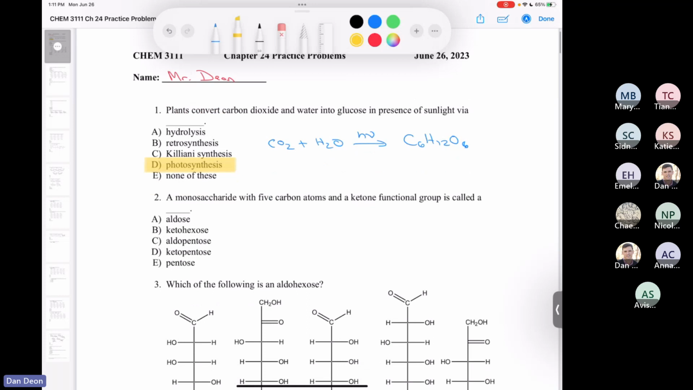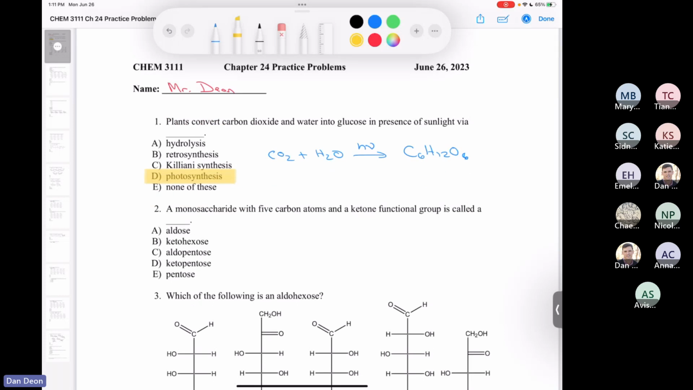The next question, number 2, says you've got a monosaccharide that's got 5 carbons and a ketone functional group. This is really important. When we have a ketone functional group, we call that a ketose. And if we have an aldehyde functional group, we call that an aldose. So we have a ketose, and if it's got 5 carbons, then the prefix we use is pent. Put together, we get a ketopentose. Again, if your ketone is at the top of your Fischer projection, it's a ketose, and if you have an aldehyde at the top, we call that an aldose.